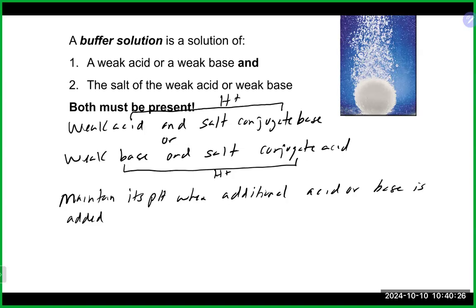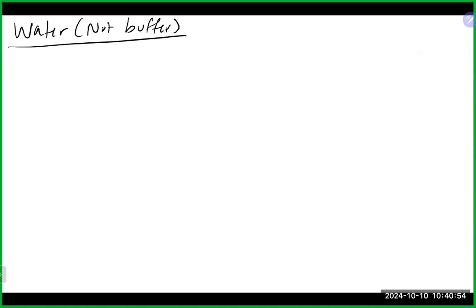So let's talk about how it's able to do that. How is a buffer able to not jump in pH crazily, go up really high or really low when you add acid or base to it? So let's talk about how that happens by looking at something that is not a buffer. So if we have water, which is not a buffer, and to this water I added some HCl, some hydrochloric acid.